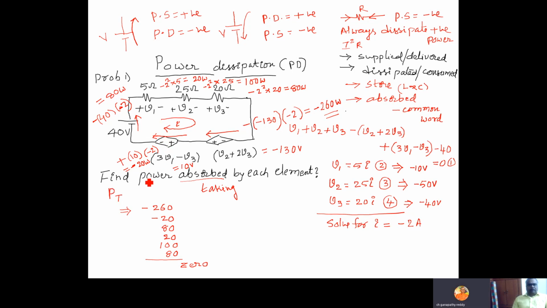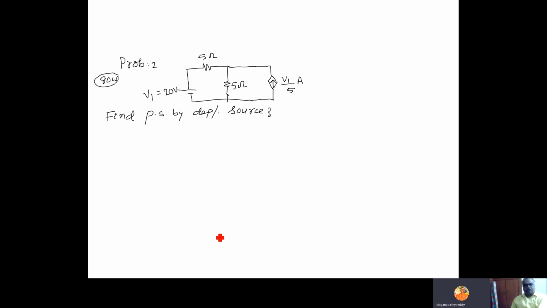If the same problem asks to find power supplied by each element, then plus 260, plus 20, minus 80, minus 20, minus 100, and so on. Again, the answer will be 0. So any one of the ways you can do it. Just for practice, let us solve some more problems.